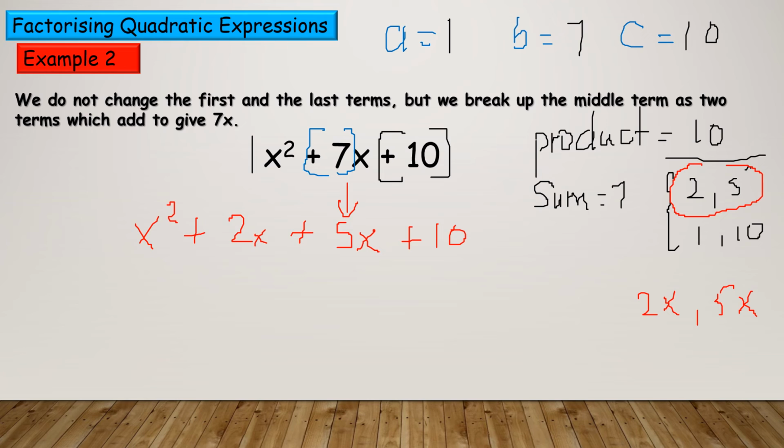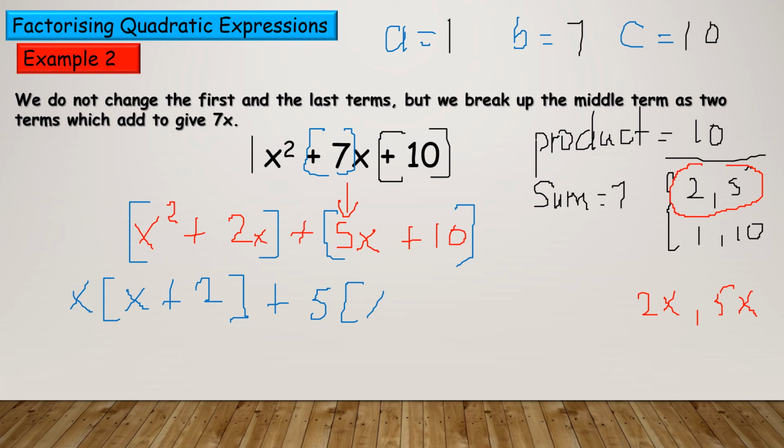We have 4 terms, so we're going to pair them off. This time I'm not going to expand. We can look at what we have in the bracket and see that x is common. Put that on the outside, and we're left with x plus 2, plus 5x plus 10. We can see that 5 is a factor of 10, so we take that out. We're left with x plus 2, and 5 multiplied by 2 gives us 10.